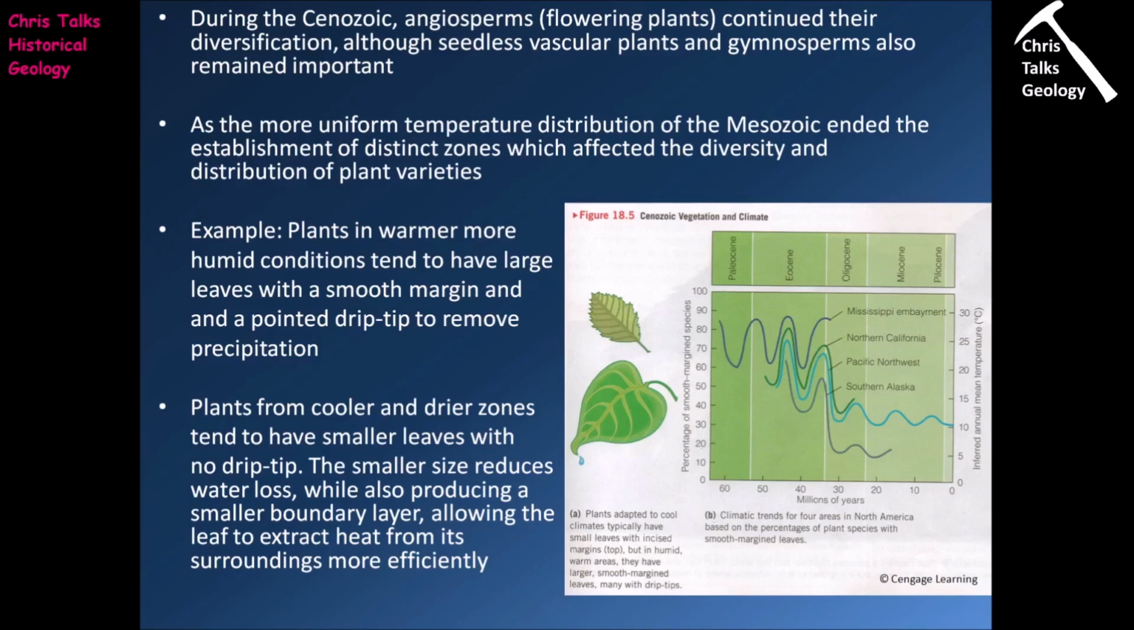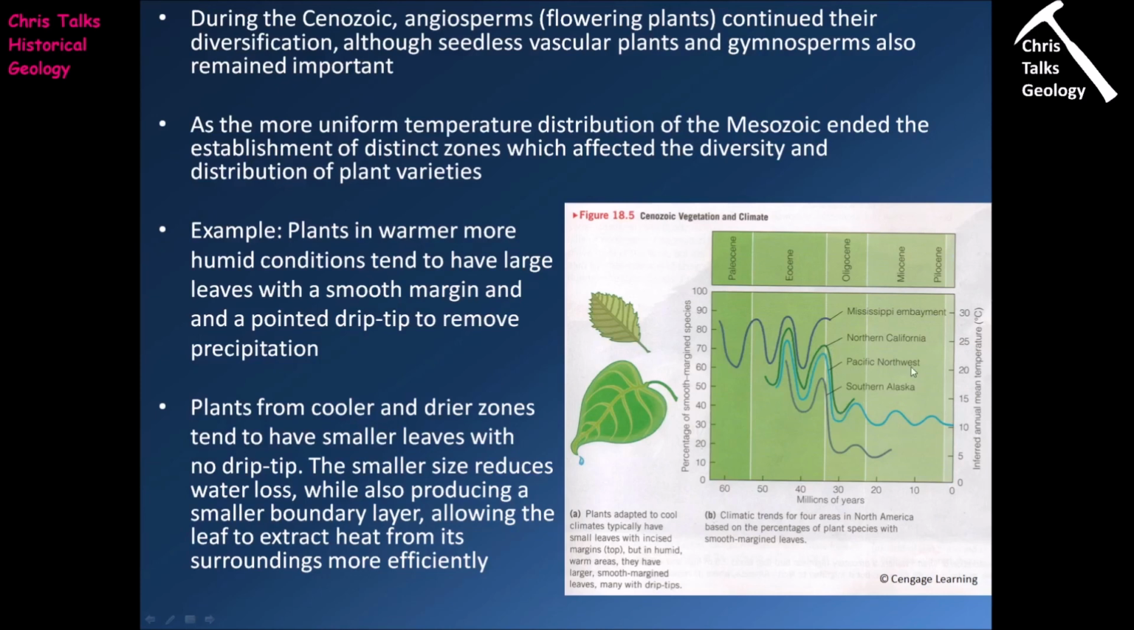Now, as we move into the Oligocene, we can see that the percentage of smooth margin leaves in Northern California, the Pacific Northwest and Southern Alaska begins to drop off quite quickly. You can see it especially strongly there with the trend for Southern Alaska. And so this is showing us that we are losing essentially these warm conditions, and conditions are getting colder and or drier. So we know that in the case of Northern California, conditions actually stay relatively warm. However, things begin to get drier as we progress further into the Cenozoic. So that's going to reduce the efficiency of these smooth margined leaves. And so we're going to see plants that have smooth margin leaves beginning to become less common.